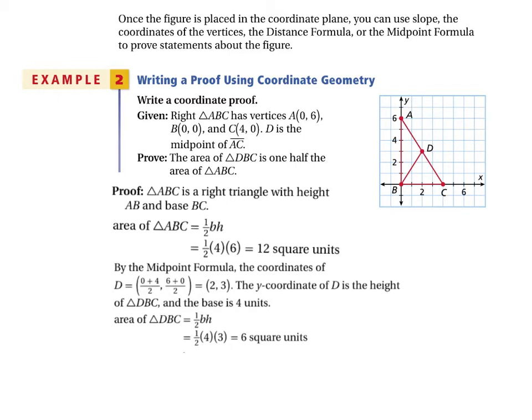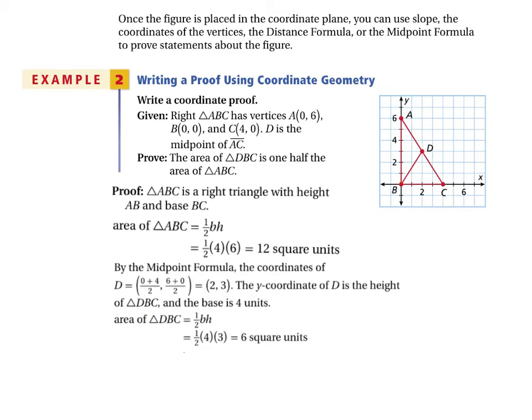Now I can say, by the midpoint formula, the coordinates of D, and then we use the coordinates, D equals the midpoint, 0 plus 4 divided by 2, 6 plus 0 divided by 2, equals 2, 3. We found the midpoint of segment AC. The y-coordinate of D is the height of triangle DBC, and the base is 4.